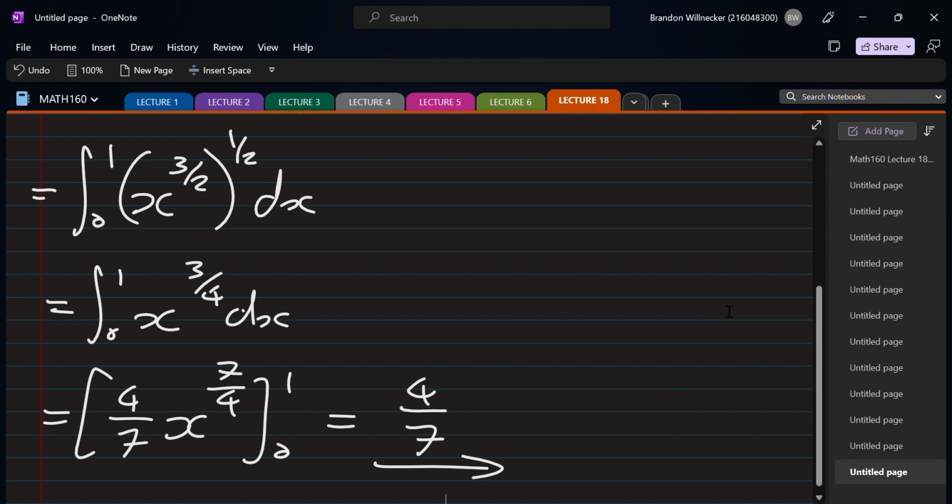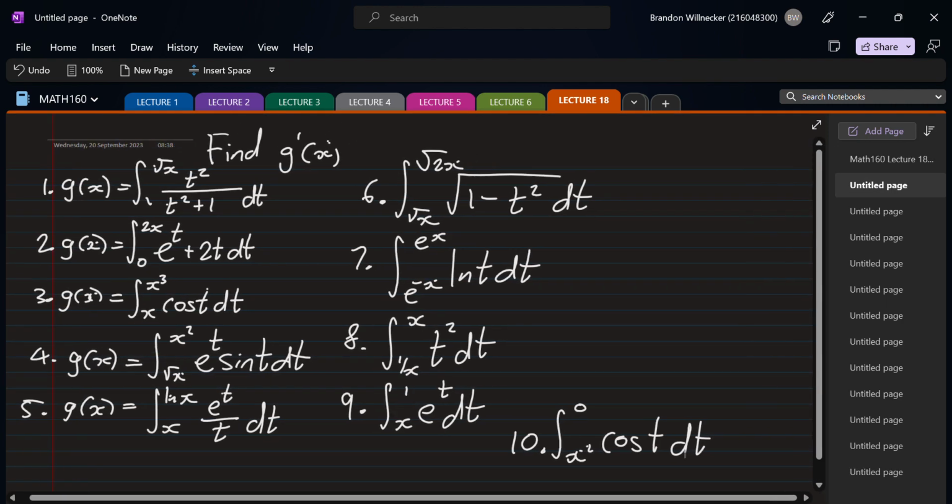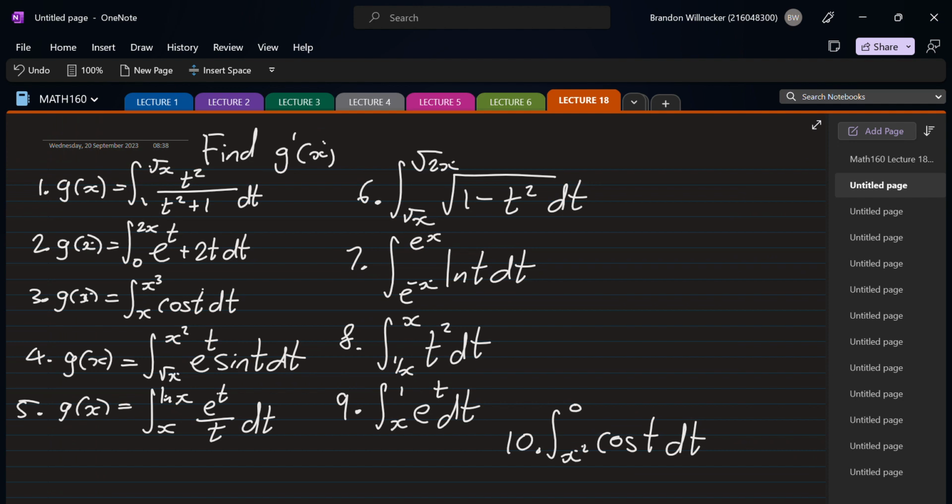Okay, so let's have a look at the next set. Okay, so here is FTC 2 or FTC 1 if you're looking somewhere else, but in our notes we called it FTC 2. Got another 10, please find the derivatives. Okay, same rules as before. First person to get the right answer gets the points.